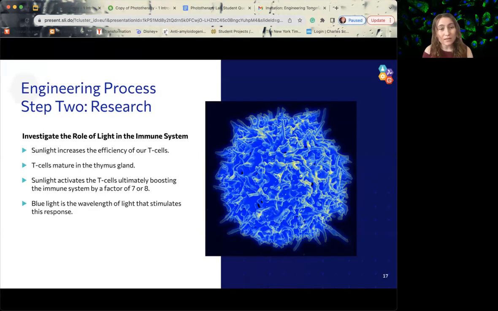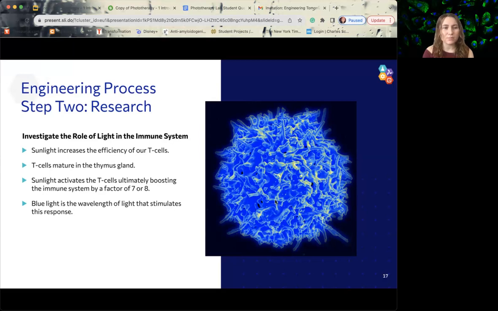So with sunlight specifically, it's been demonstrated that it increases the efficiency of our T cells by a factor of 7 or 8, which is quite a lot. And more specifically, they've been looking at the fact that the blue light wavelength is the light that stimulates this response. So it's not just all light, it's specifically the wavelength of light that makes blue light.